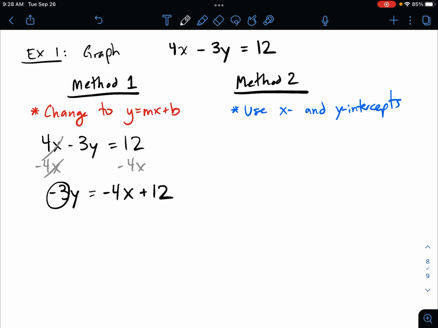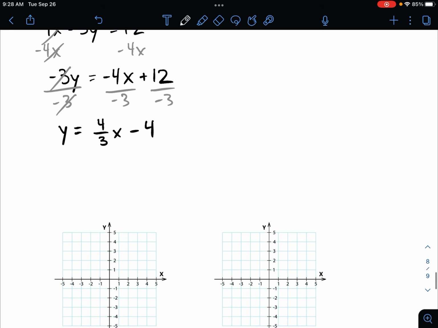Now I'm going to have to get rid of this -3, and we know that -3 is multiplied by y. So to undo that multiplication, we have to use division. So I'm going to divide the left and the right sides by -3. The -3's cancel on the left, leaving me with the letter y. And then on the right side, we get 4/3 x minus 4. All right, so this is our equation.